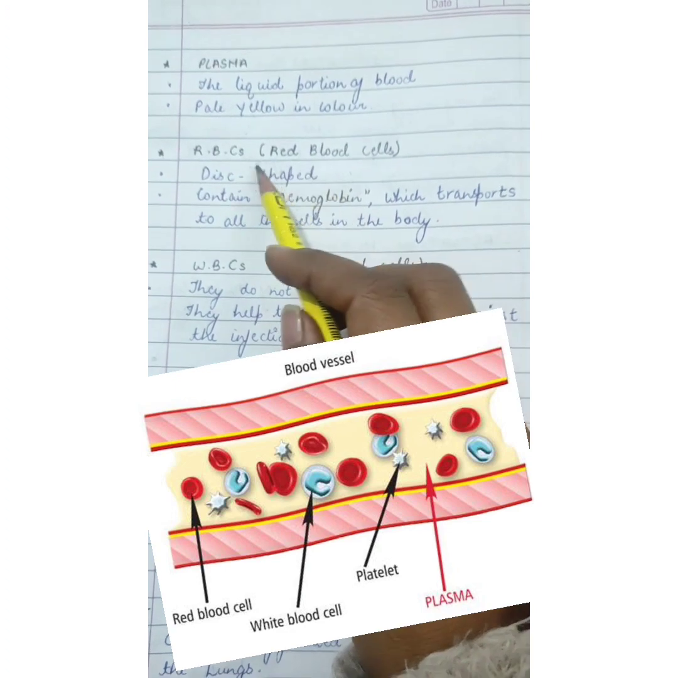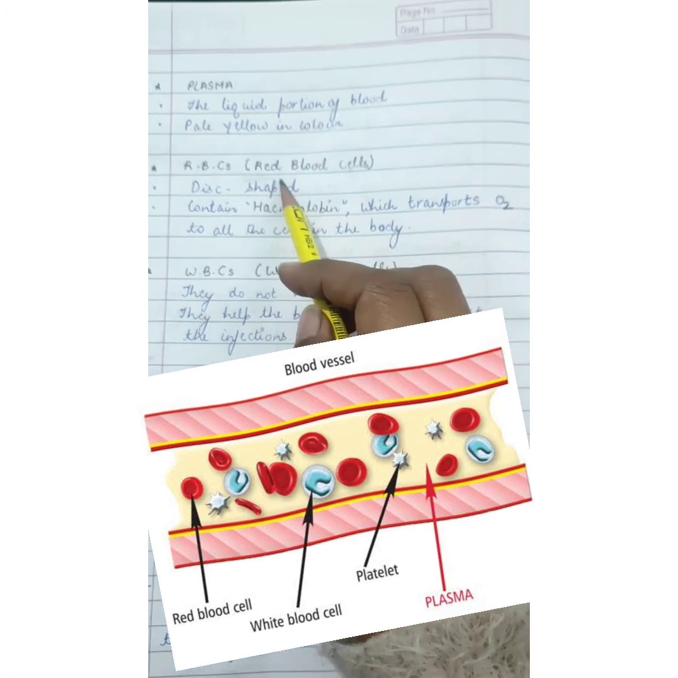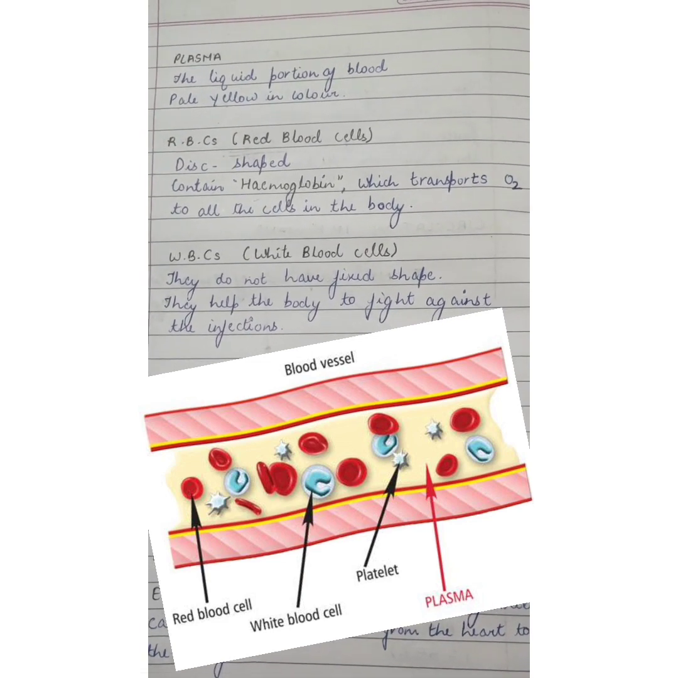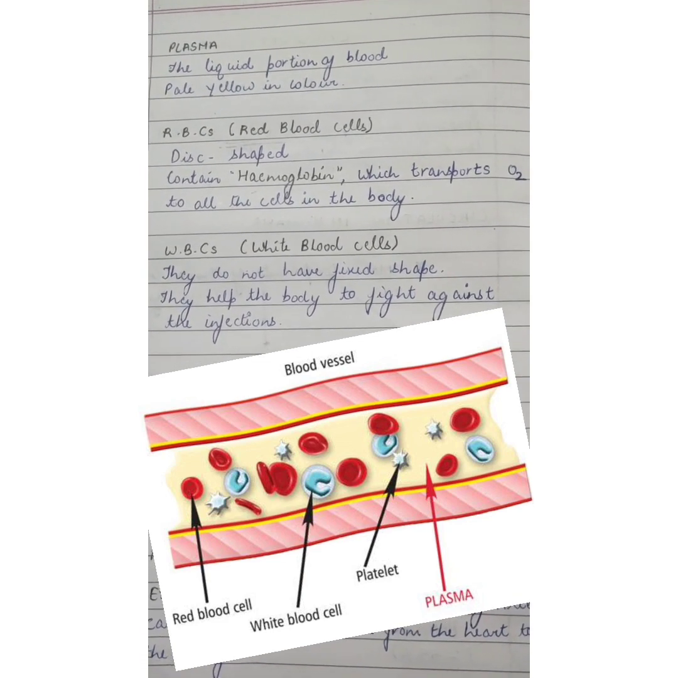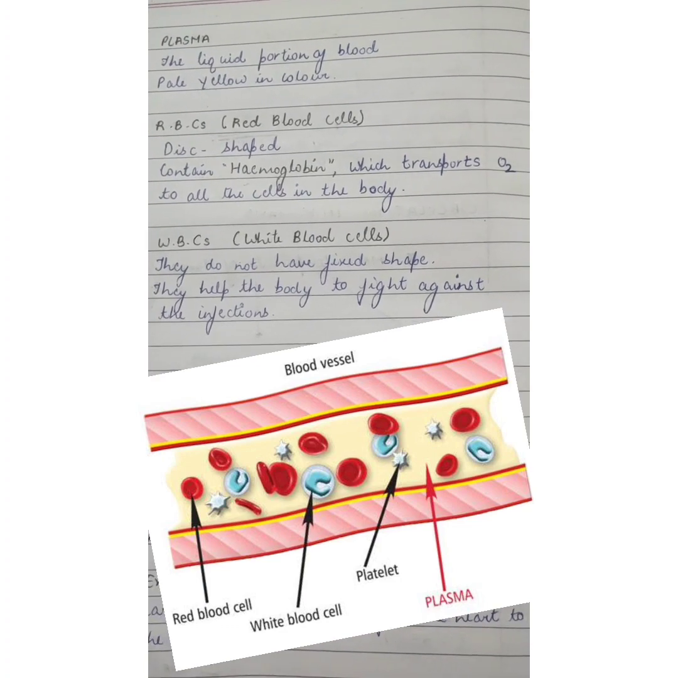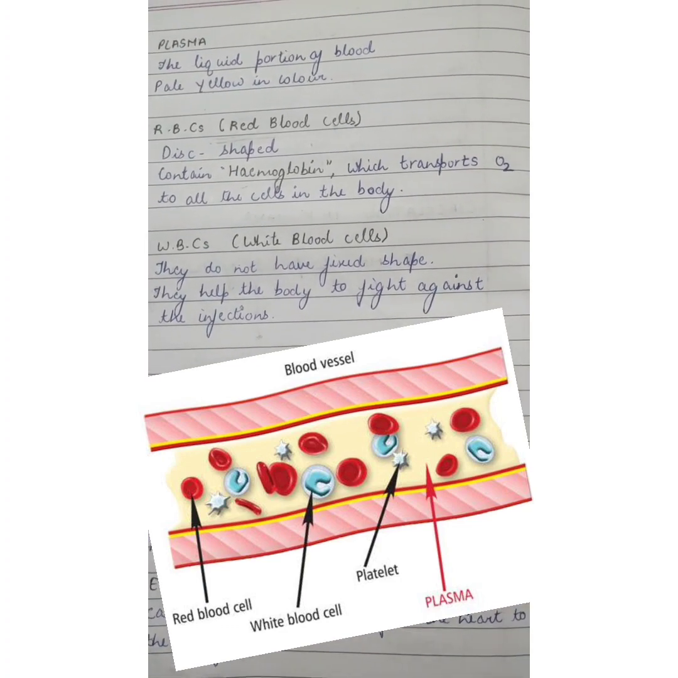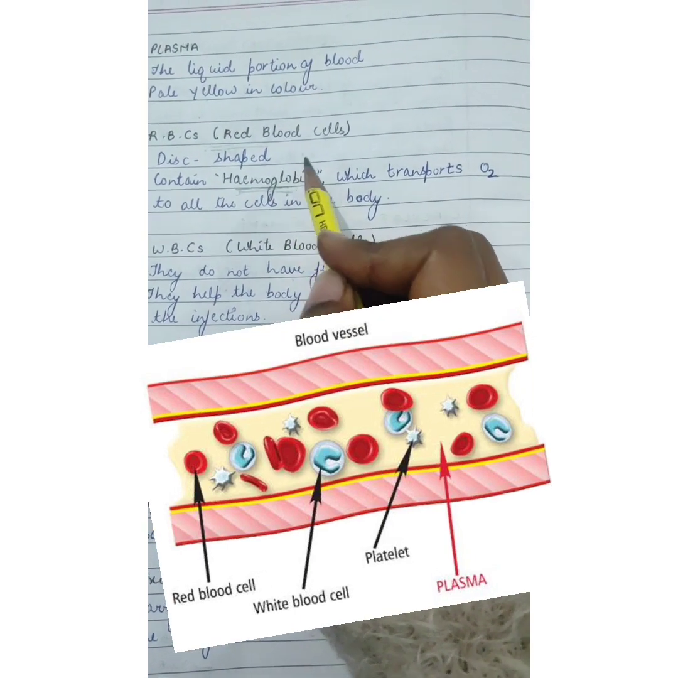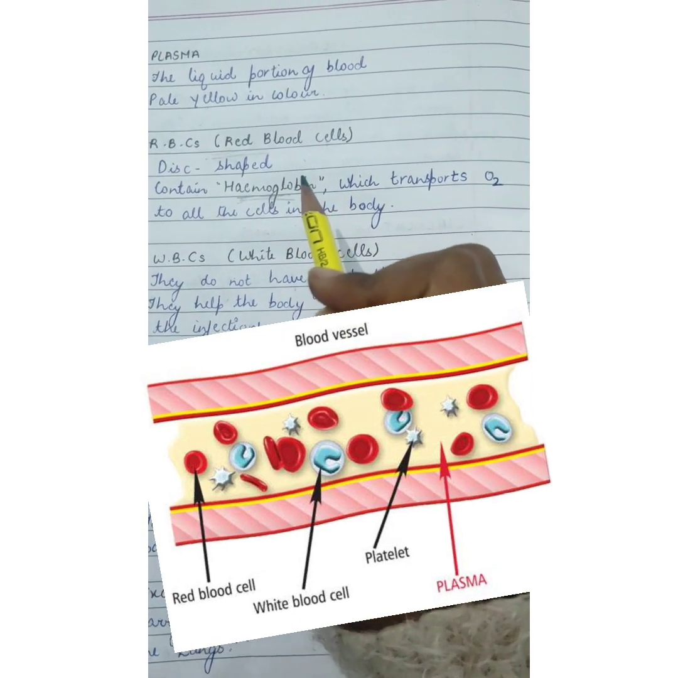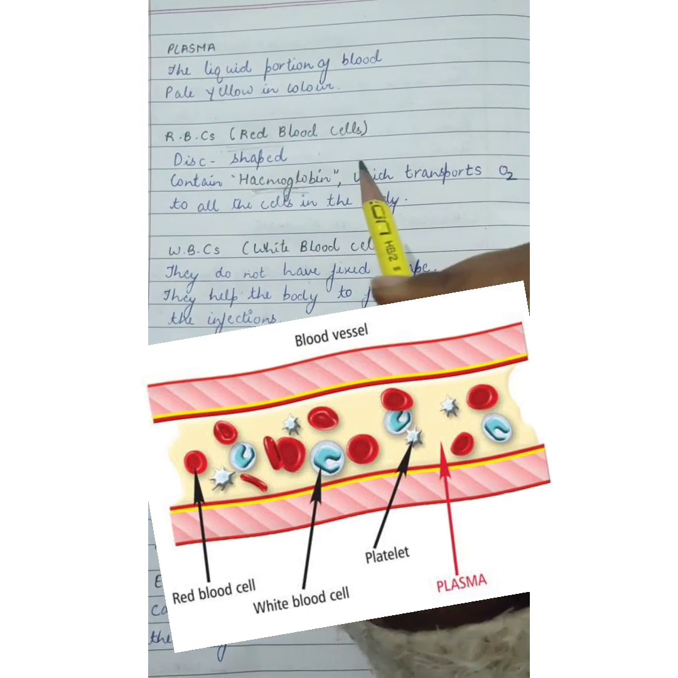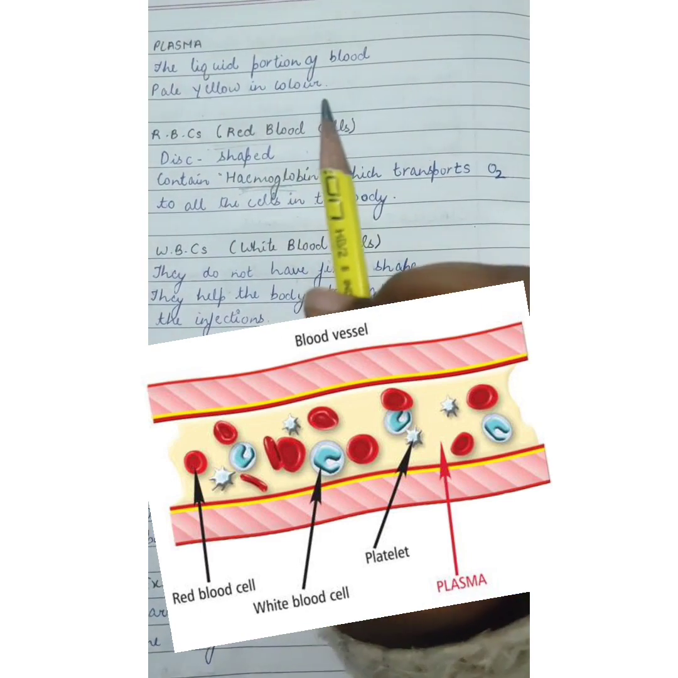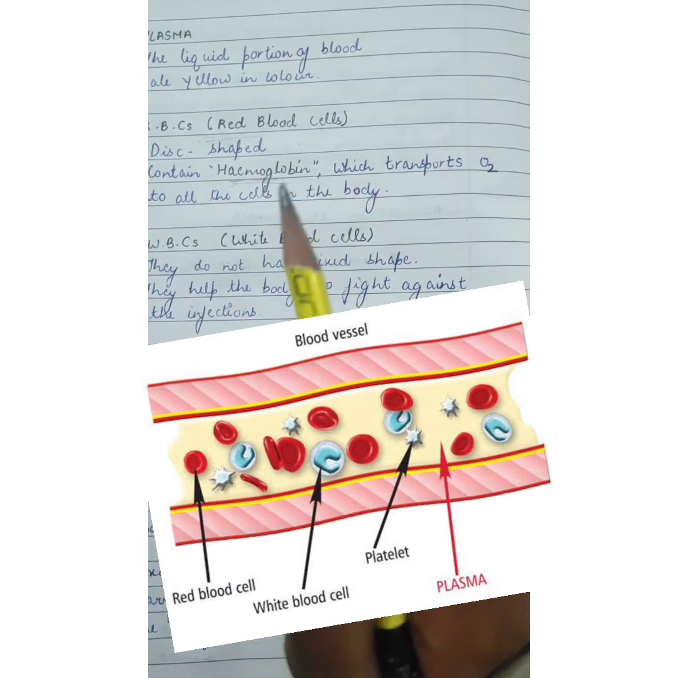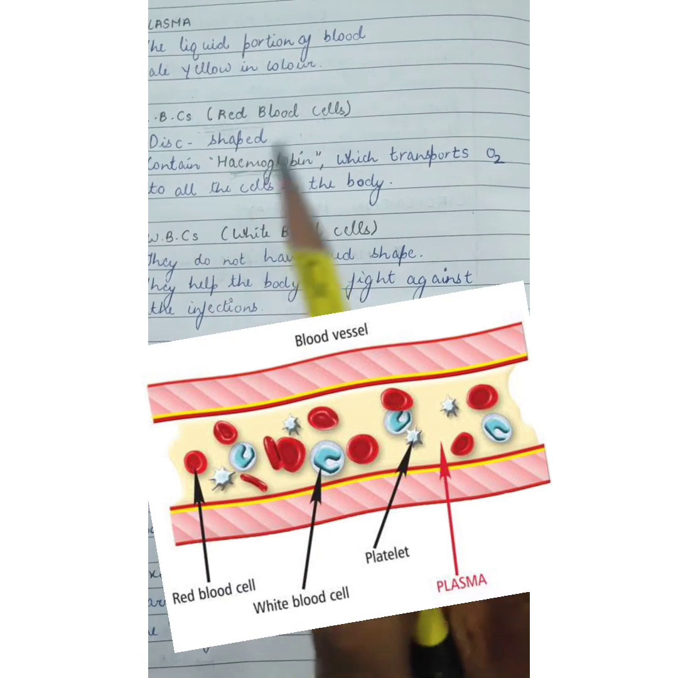Next, coming to RBCs, that is red blood cells. Red blood cells are disc-shaped cells that are slightly thicker around the edges. They contain, very important, hemoglobin, which transports oxygen to all the cells in the body. And you should also know hemoglobin contains iron, which gives blood its red color.